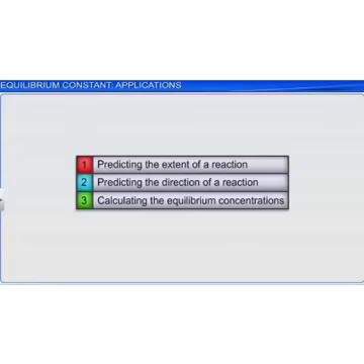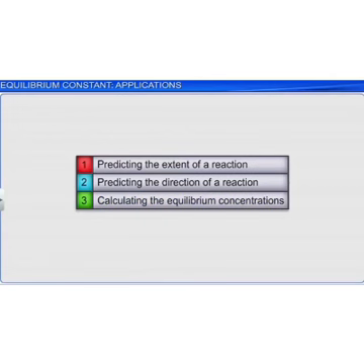The knowledge of equilibrium constant helps us in predicting the extent of a reaction, predicting the direction of a reaction, and calculating the equilibrium concentrations. Let us discuss each application in detail to appreciate the importance of equilibrium constant in a reaction.